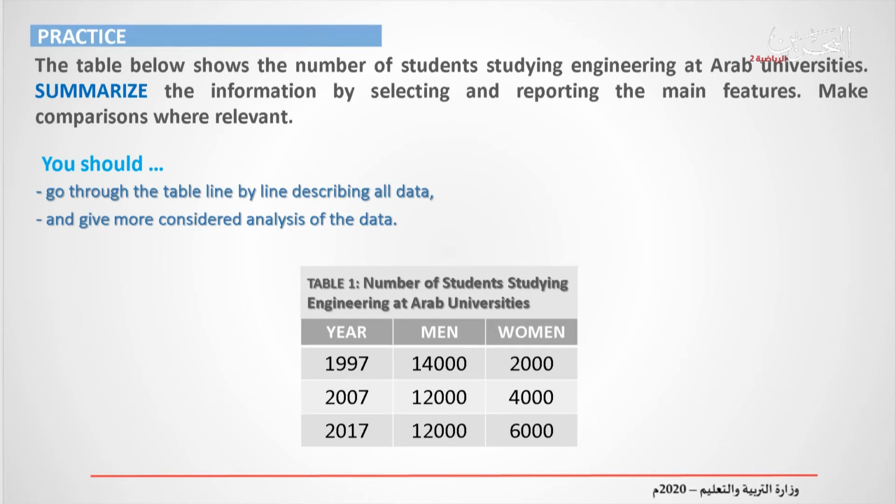So we need to look at the table, look at the years, and the number of men and women. So which one is greater? Which one increased? Which one decreased? Which one is the highest number of students? Think about it. Okay, and try to write your own paragraph. You have 5 minutes to do this activity.